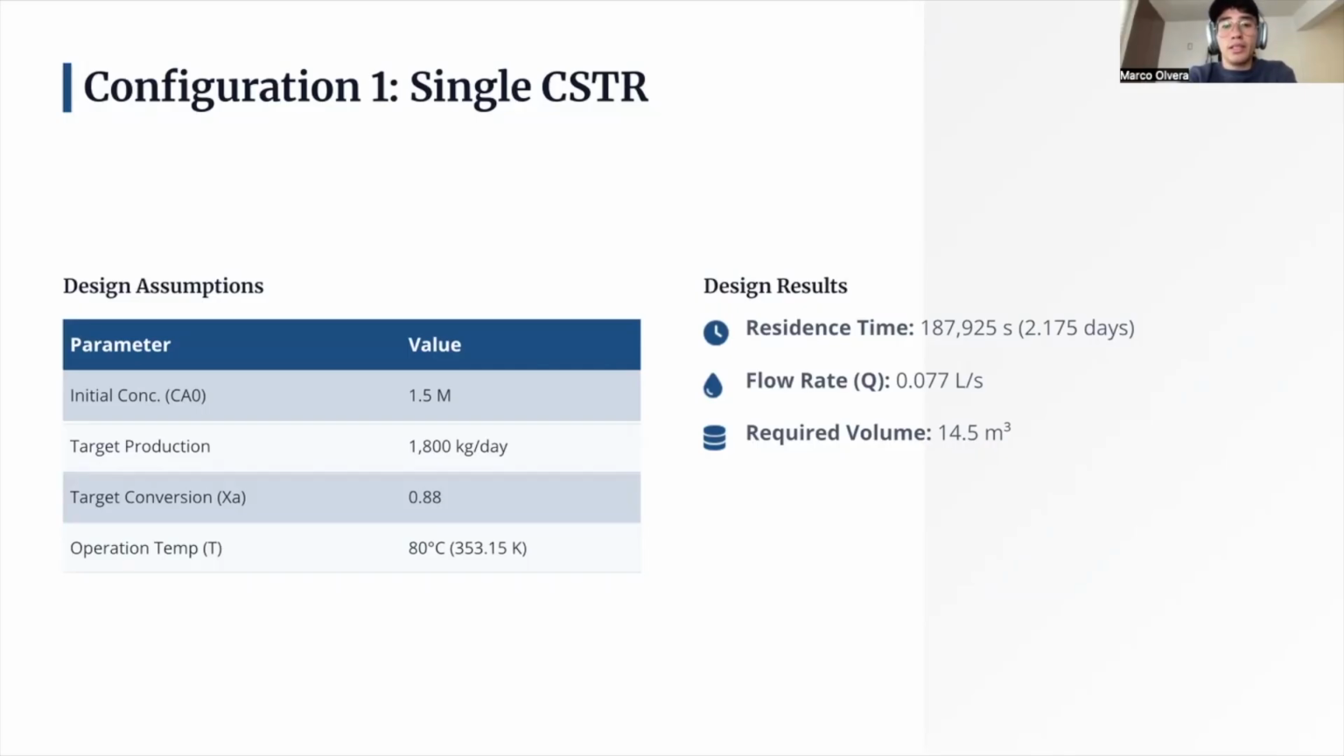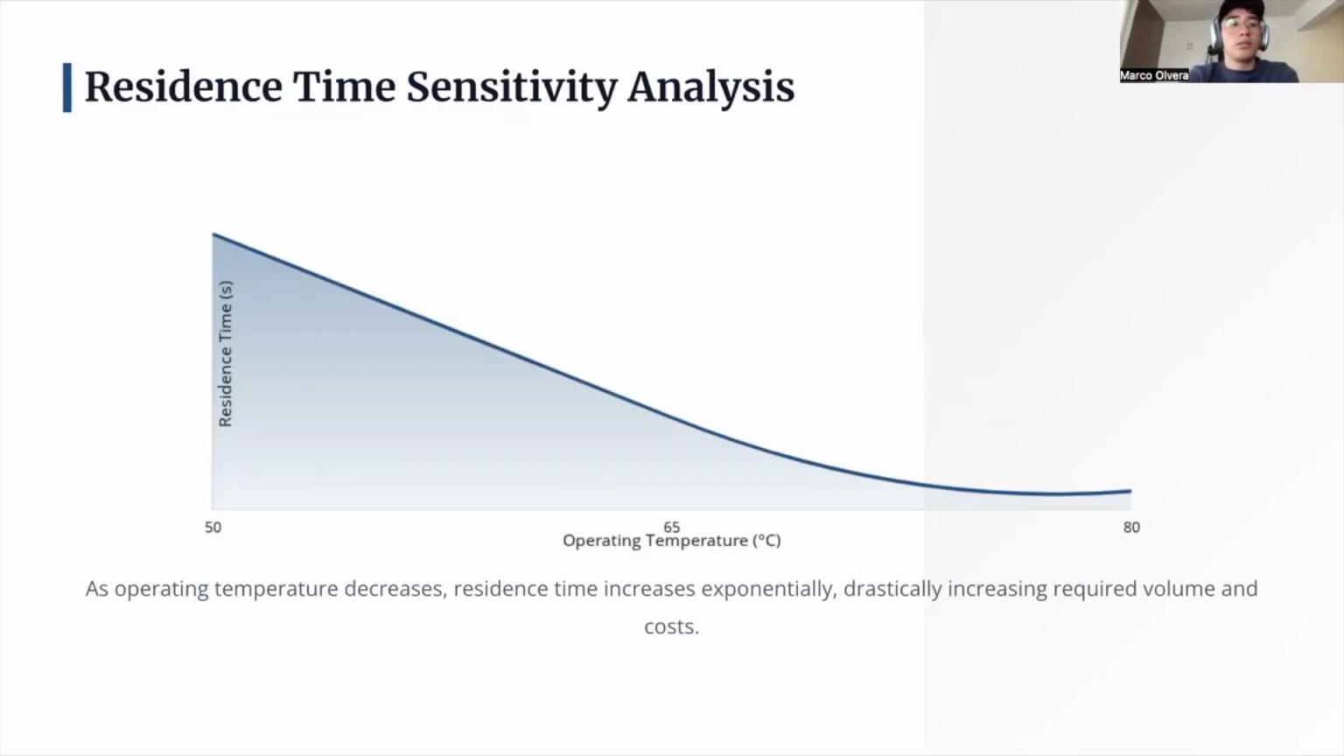The design results were that the residence time is about 2.2 days, the flow rate is about 0.077 liters per second, and the required volume is about 14.5 cubic meters. And this was what I was talking about.